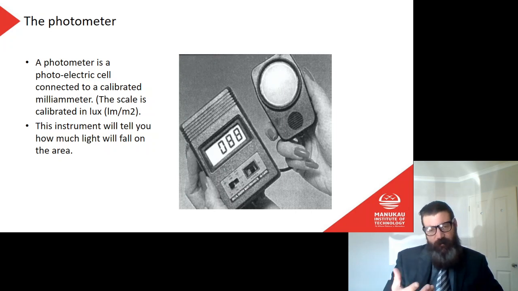So this is a really easy way for us to measure the flux, right? Or lux rather. So you get a light meter, put it on a surface, and it'll tell you how much light is falling on that at that time.